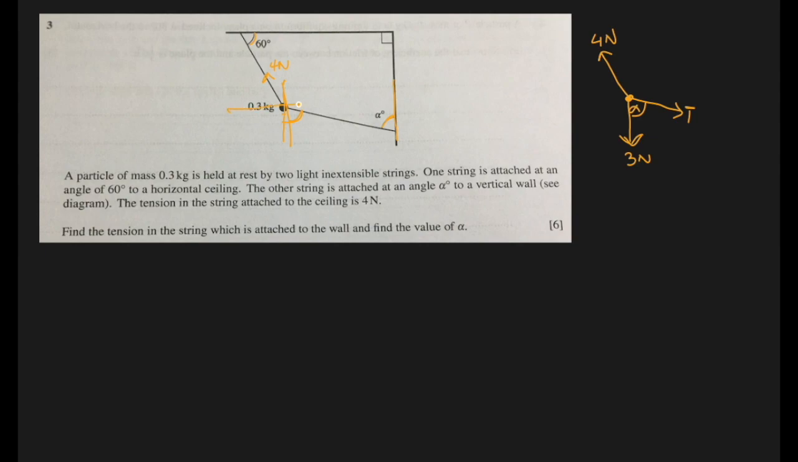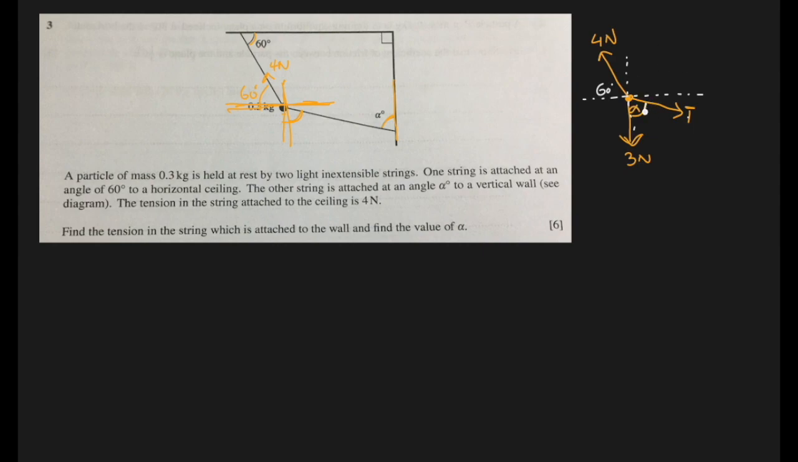So if I draw a horizontal line, this angle will also be 60 degrees because they are also alternate, and this horizontal line is parallel to the ceiling. That's why it is 60 degrees. So I will draw a horizontal line too and write that this is 60 degrees. These two lines, this horizontal line and this vertical line, will help us to divide this T and 4 into their components.